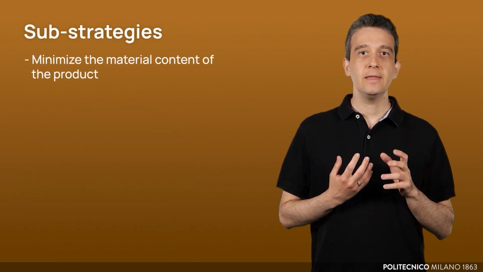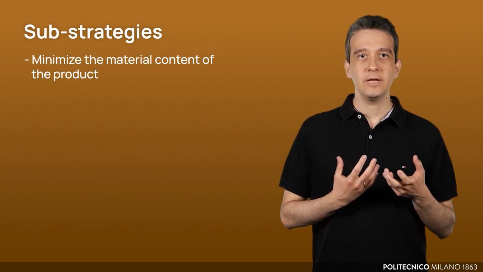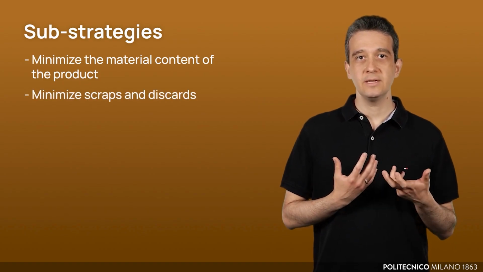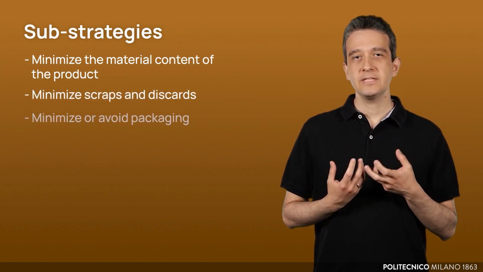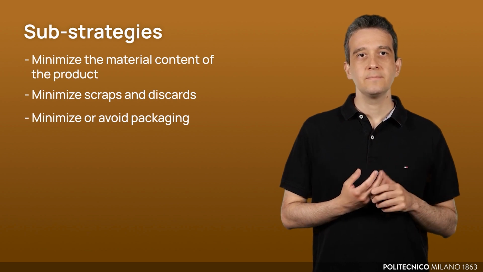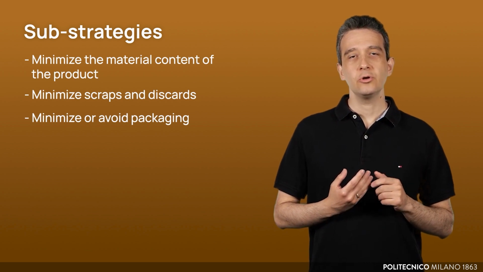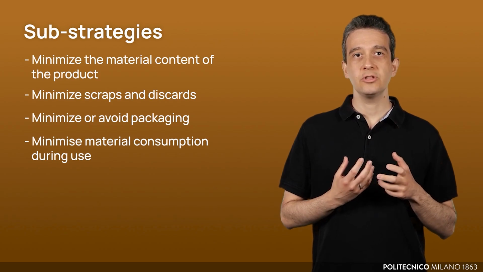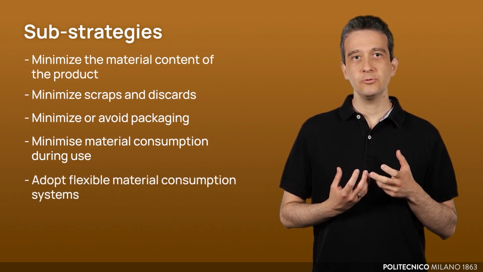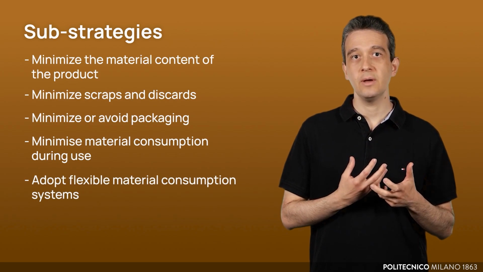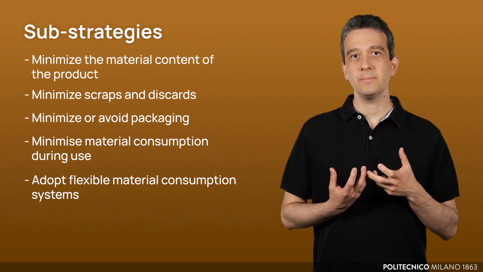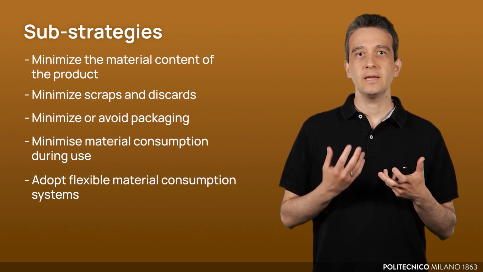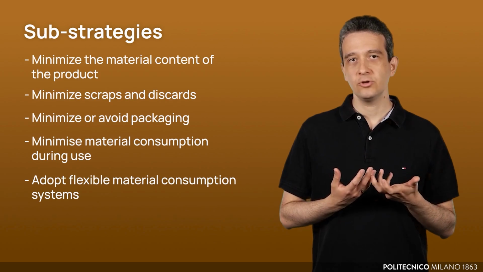Material consumption can then be reduced during the production phase by designing to minimize scraps and discards, and during the distribution phase by designing to minimize packaging. Finally, if the product consumes material during use, we can choose more efficient material consumption systems or adopt systems with flexible material consumption, where the amount of material used can be adjusted manually or automatically, as in sensor-activated faucets.